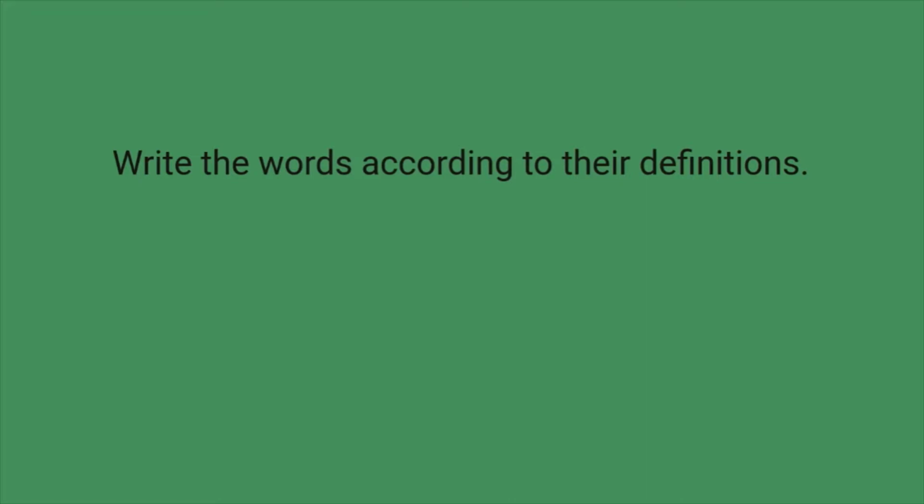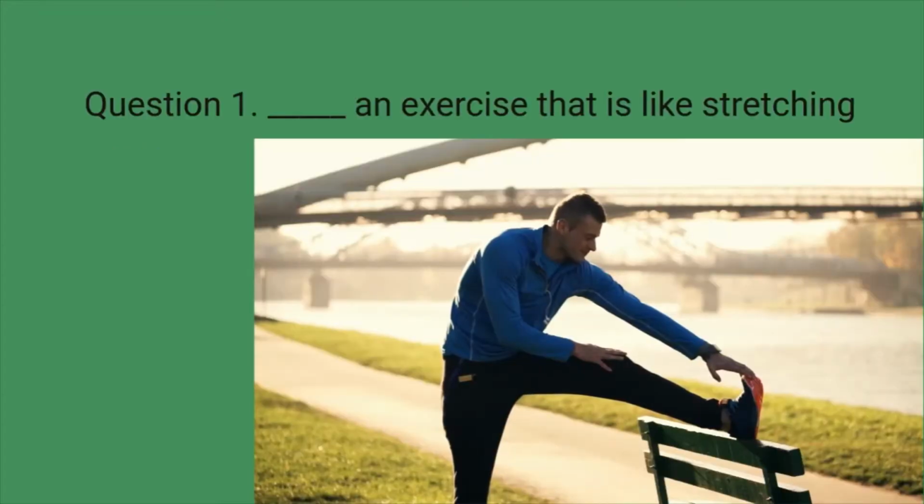At the top of the page, you can see it says, write the words according to their definitions. So this means we need to look at the meaning of these words and see if we can find what sport, what exercise they are talking about. Let's take a look. Okay, so let's look at the first one.